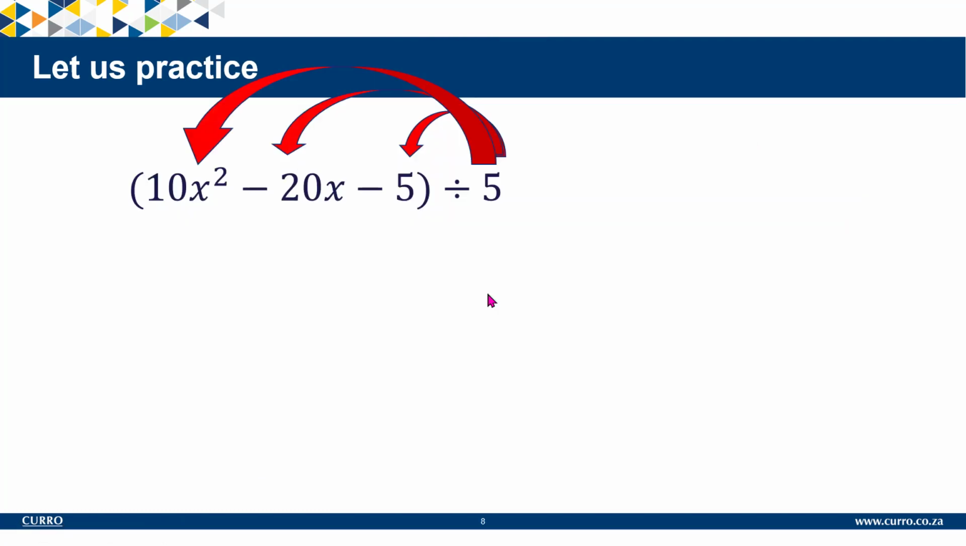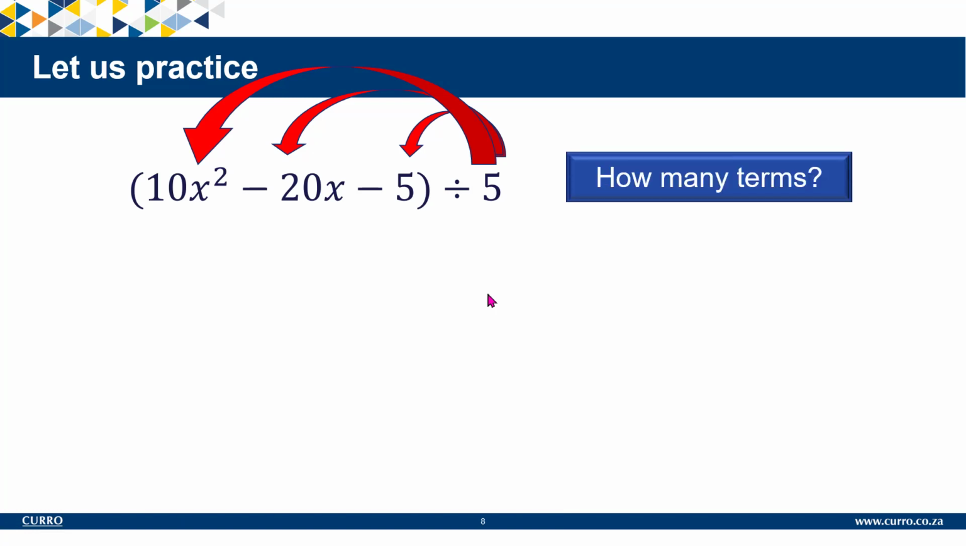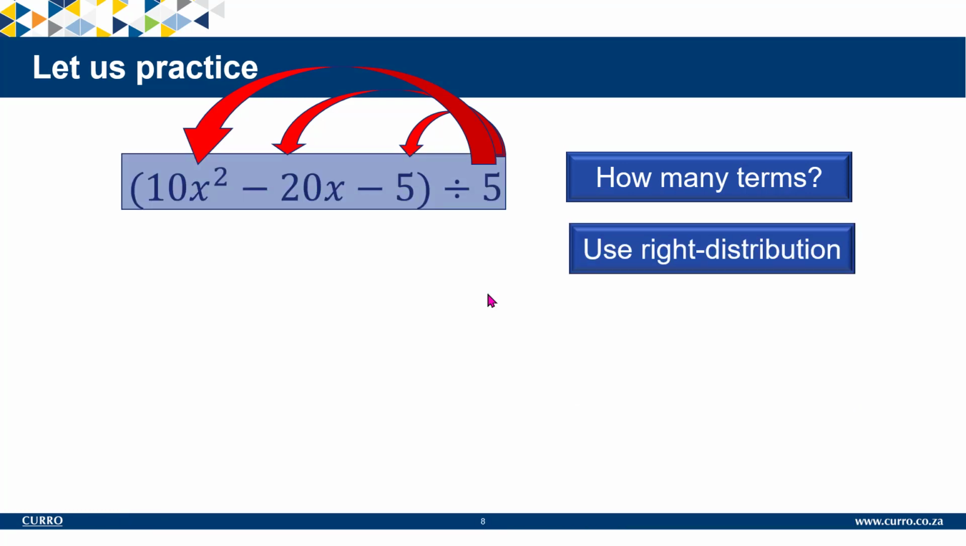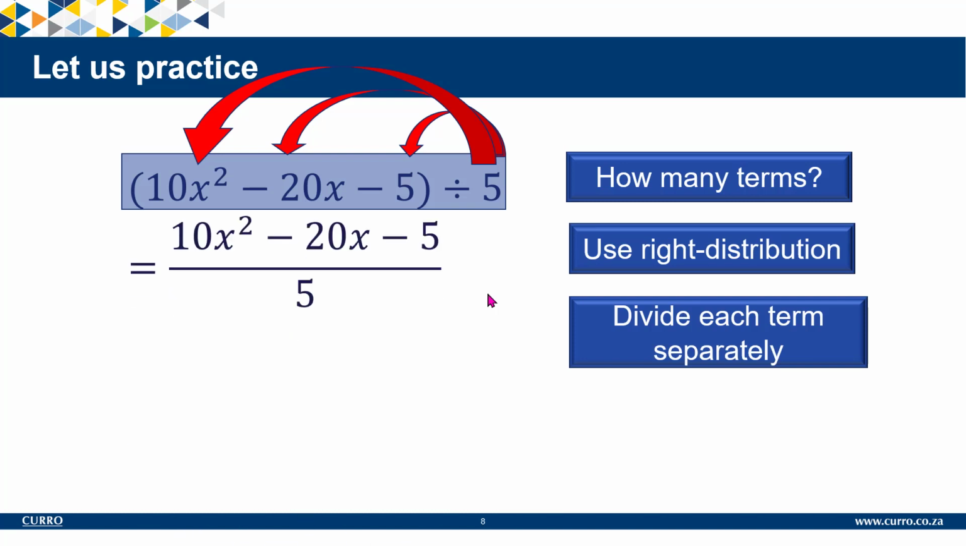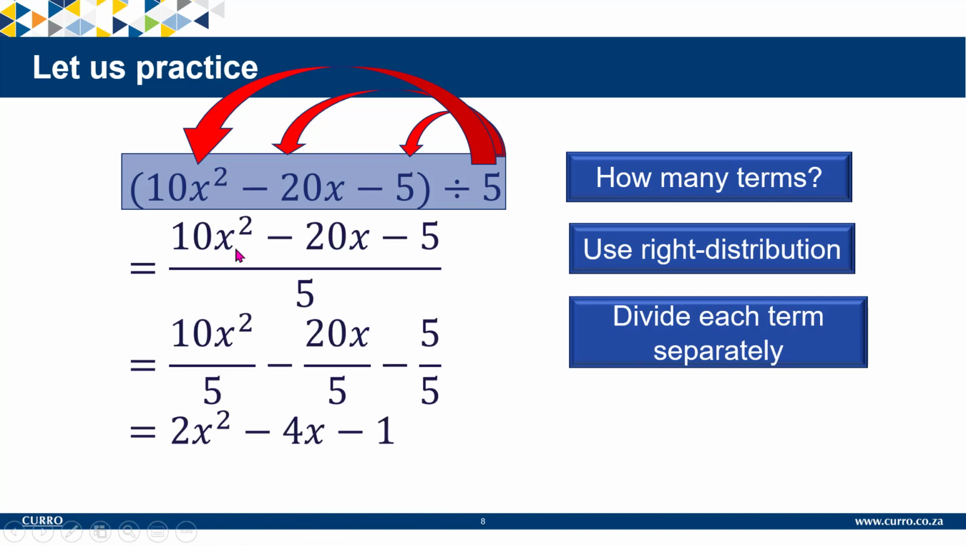Let's practice. The first question we always ask ourselves is how many terms? So this is one term, but we want to expand the brackets. So we can use right distribution, and then we can divide each term separately. So if we use right distribution, that's the same as 10x squared divided by 5 minus 20x divided by 5 minus 5 divided by 5. Each term separately. 10 divided by 5 is 2, x squared minus 4x. And remember, a number divided by itself is 1. We can combine like terms if there are any, but there are no like terms.